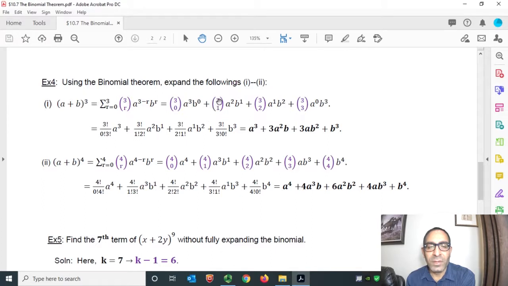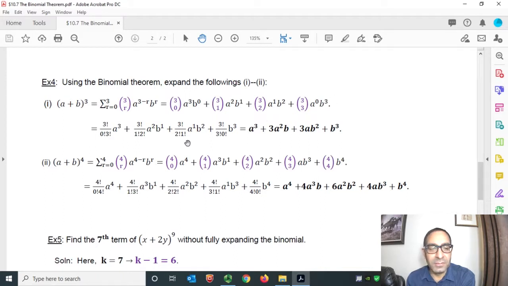The next step, the binomial coefficient is 3 choose 1 times a squared times b to the power 1. So here we decrease the power of a and increase the power of b from the previous terms. In the third term, the binomial coefficient is 3 choose 2 times a to the power 1 times b to the power 2, plus the fourth term is 3 choose 3 times a to the power 0 times b to the power 3. I hope this makes sense to you all.